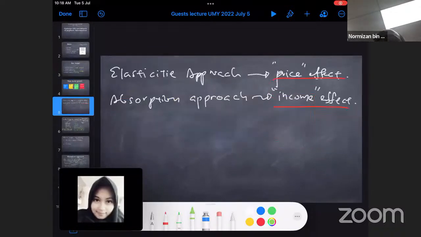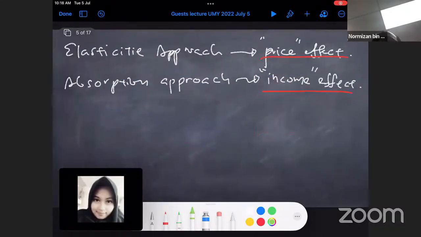So now let's take a look at this elasticity approach. So, elasticity approach.